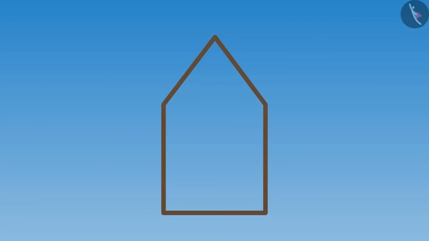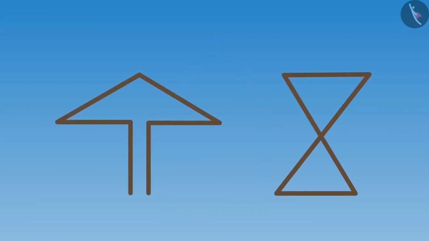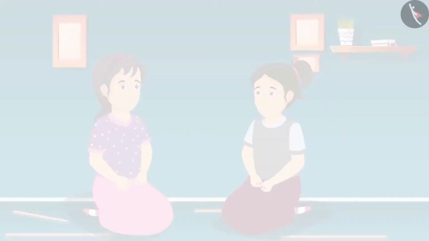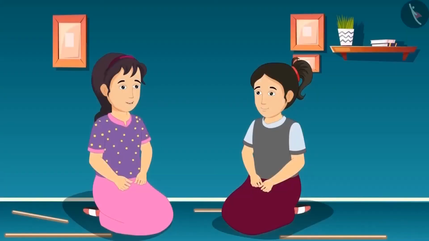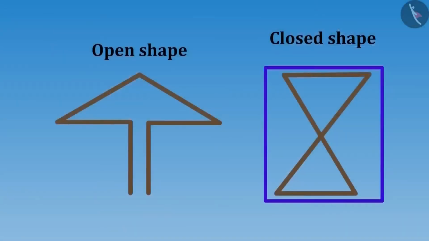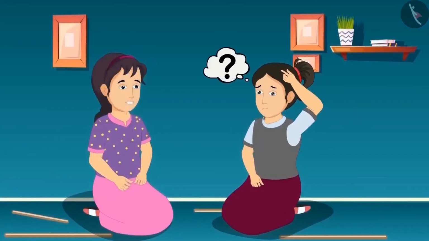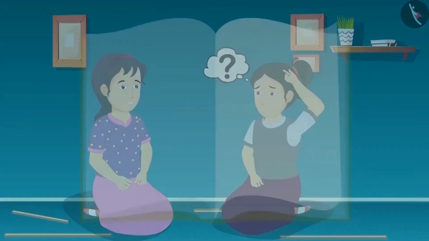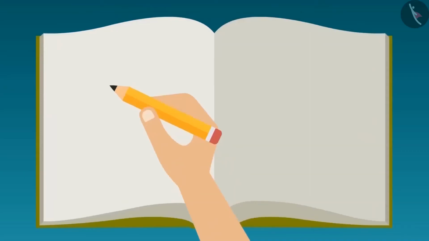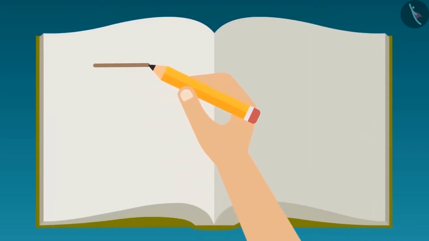They have made this shape by joining 5 sticks and they have made these 2 shapes with 6 sticks. Riva, do you know that this shape made out of 6 sticks is a closed shape and this is an open shape? Riva didn't understand what her sister said, so her sister started to draw the shapes on paper.